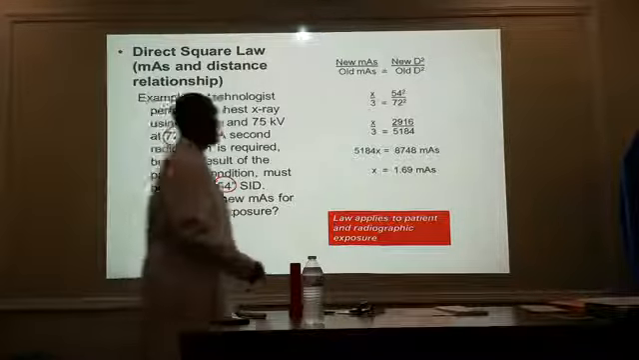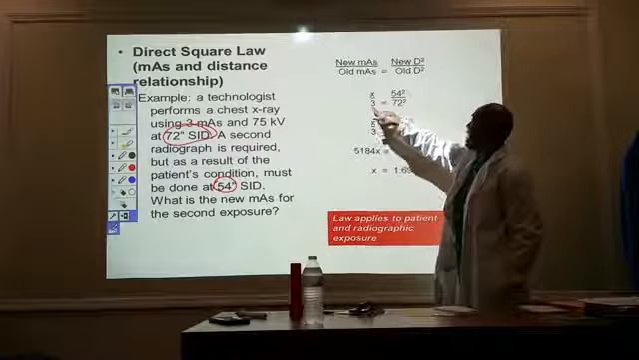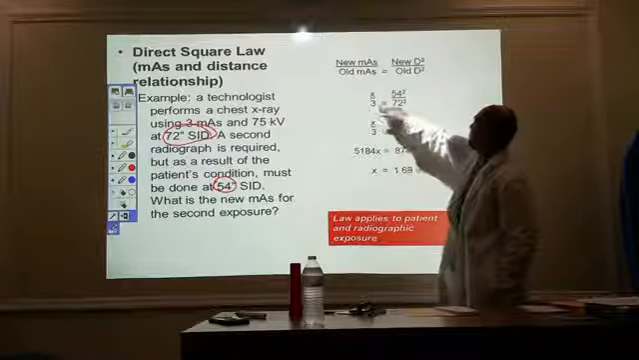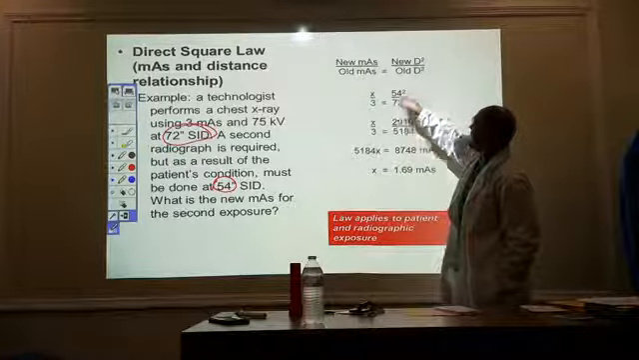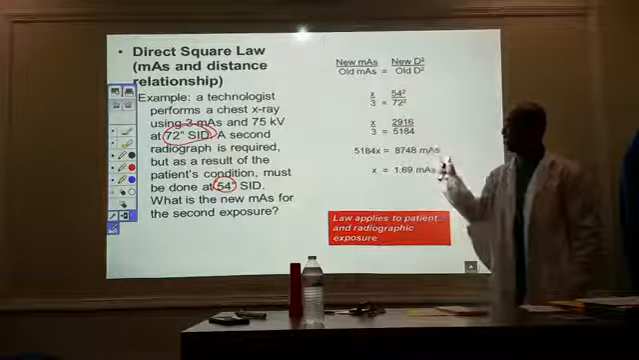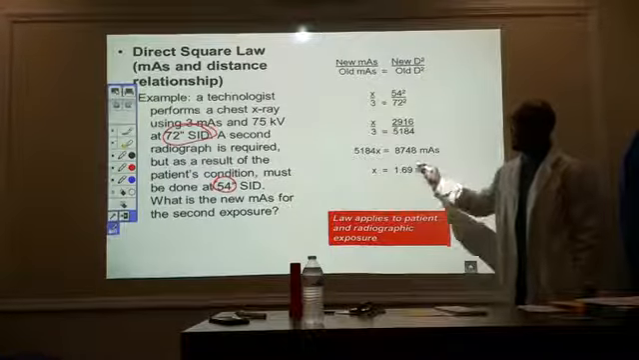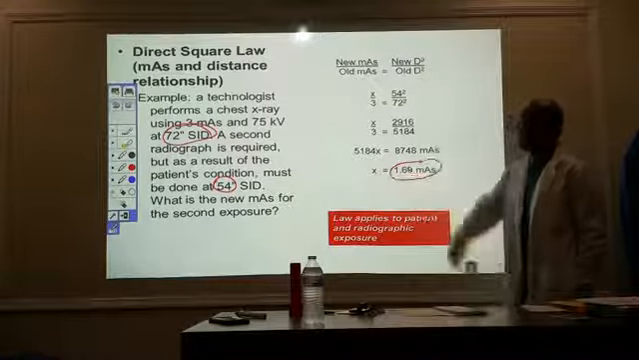All right, so let's plug this in. New mass, this is what I'm looking for. Old mass at 72 inches, okay? And this is the distance, my new distance squared. Again, square them before you cross multiply and divide. Okay, once I solve for x, at 54 inches, I'm going to be using 1.7 mass.